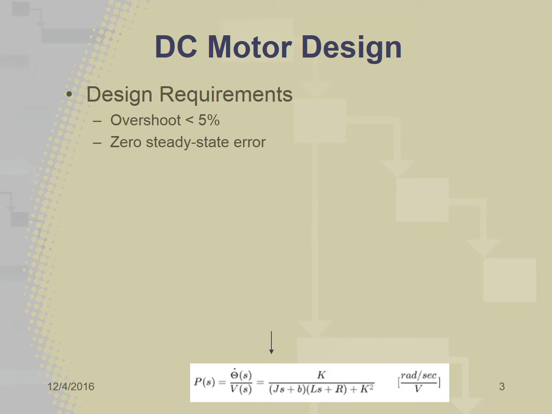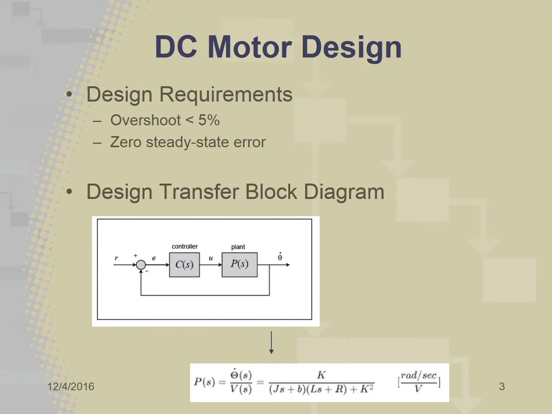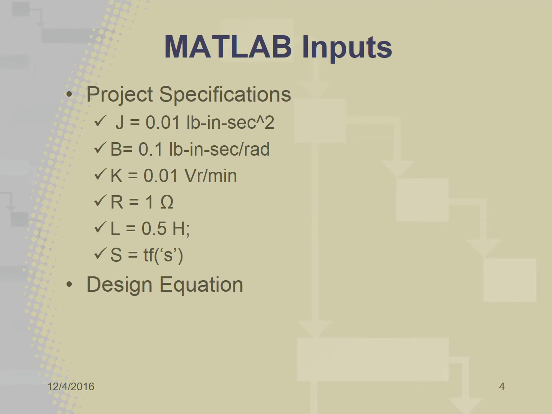The design requirements for this project are to have an overshoot of 5% and a zero steady state error. The shown block diagram simplifies into the equation omega of S over V of S. MATLAB will be used to create a visual explanation of the root locus to determine the gain values, along with the feed-forward and feedback lines with amplitude with respect to time.